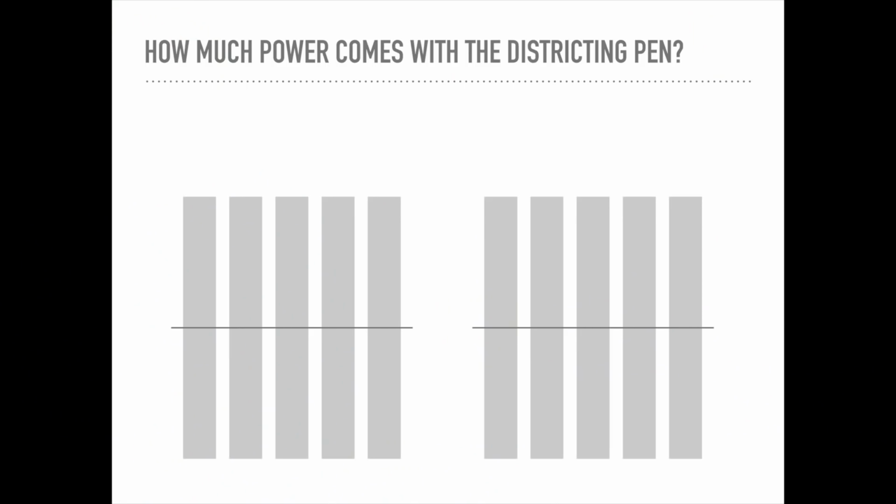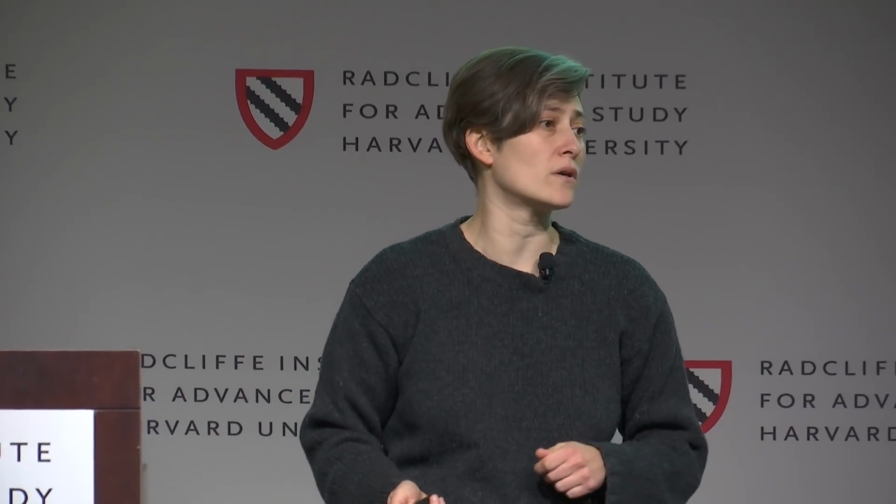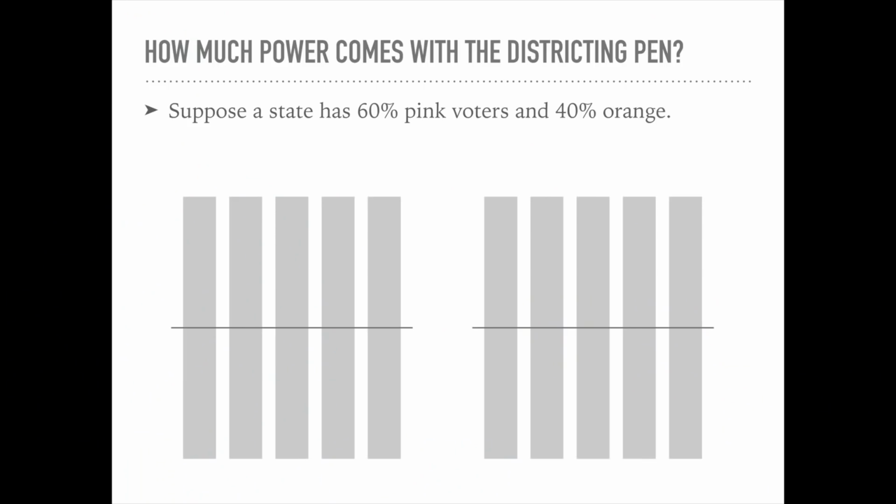So here we go. Here's redistricting seen through the lens of mathematics. The power that comes with the ability to draw the lines, that's what we want to understand. So let's do the very simplest model. In this picture, you see 5 districts, and I've drawn in the 50-50 line. Let's suppose that a state is made up of 2 kinds of voters, pink voters and orange voters. And what we'd like to do is understand, if we have complete omniscience and omnipotence, and we can sort voters into districts at will, with only the rule that there should be an equal number of voters in each district, what can we do?